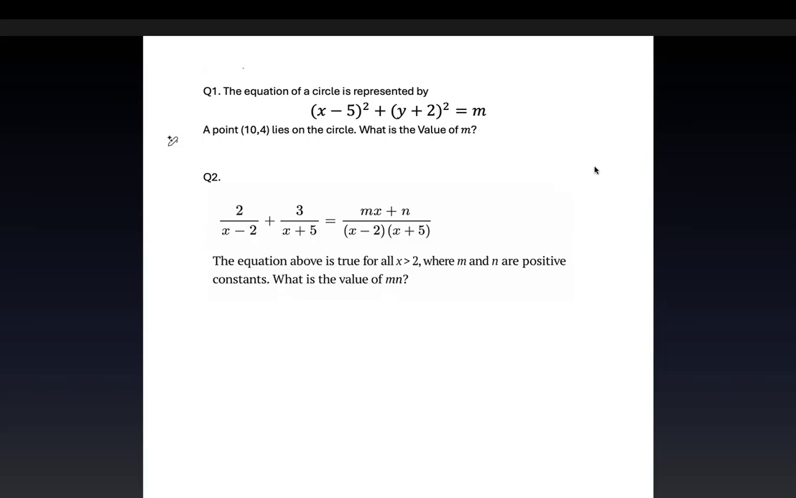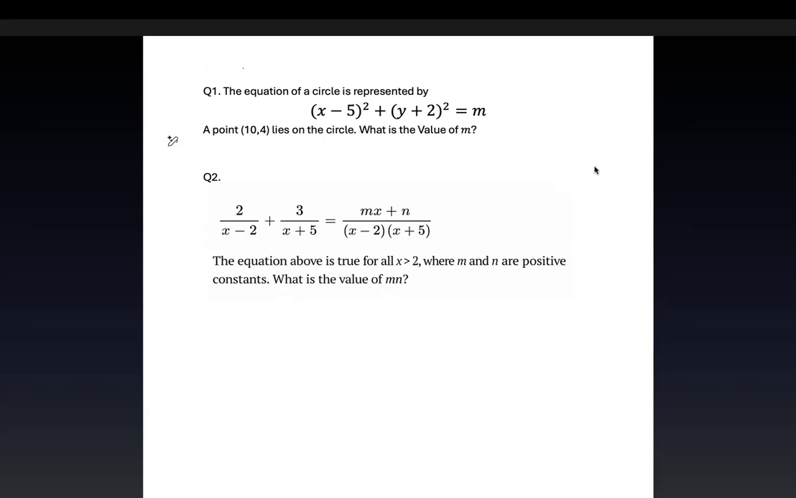Imagine you taking your SAT, you open your test, and the first two questions you saw were this. How will you approach it? Desmos or no Desmos? Can you solve them under 10 seconds? Pause and answer it. But I'm going to solve it.